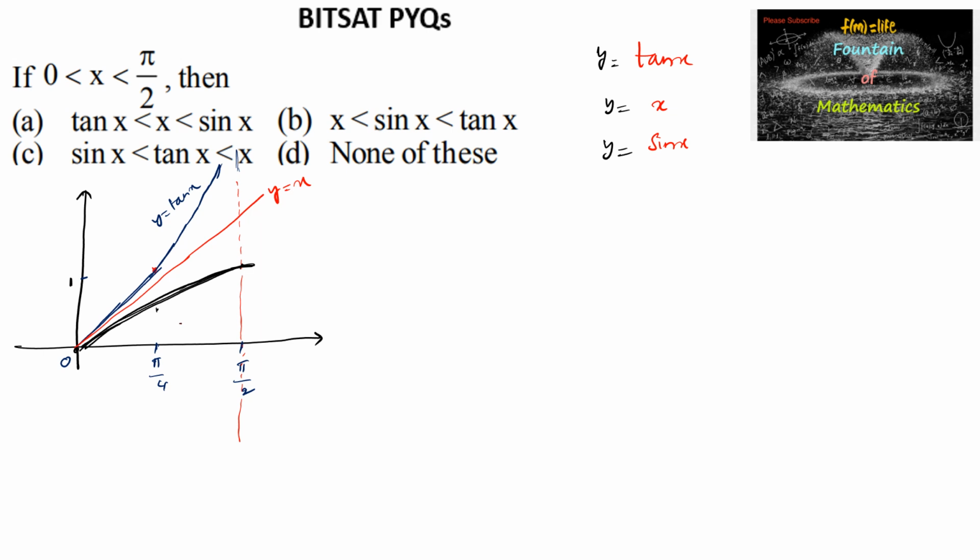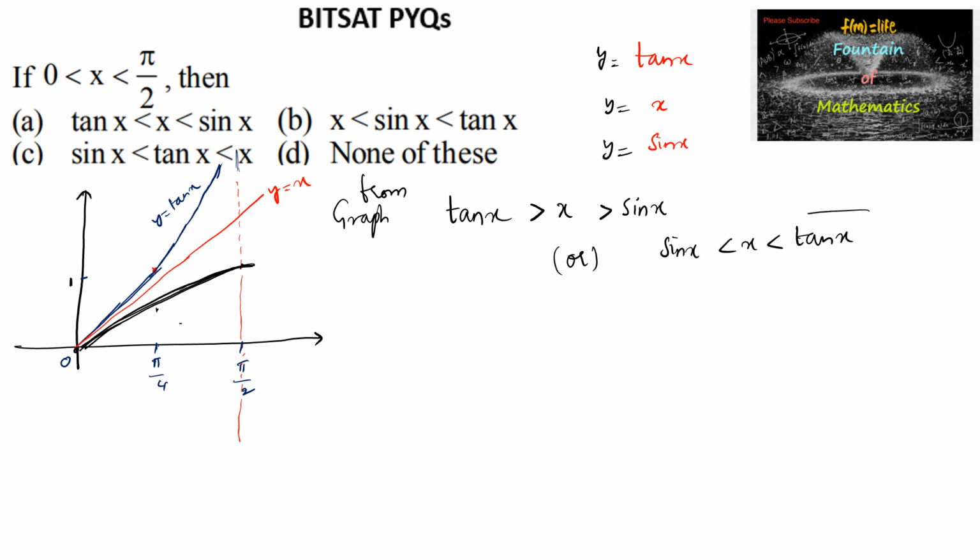And clearly from the graph we can say tan x is greater than x, x is greater than sin x, or we can say sin x is smaller than x and x is smaller than tan x. So by graph we can say sin x is smaller than x, which is less than tan x, which is none of this. We can go with option D.